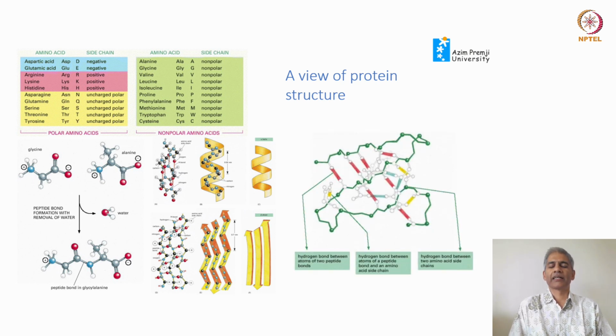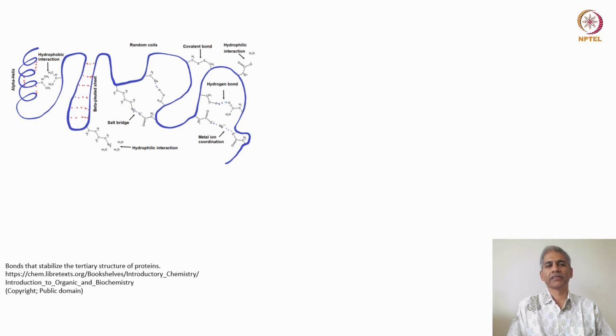So this hydrogen bonding to form either an alpha helix or a beta sheet will give stability to the ultimate structure of the protein molecule, which is shown in this figure. Here you can have a hydrogen bond between a peptide bond and a side chain of an amino acid, or you can have a hydrogen bond between two different amino acid side chains. So the secondary structure of the protein is used to form or build up the tertiary structure of the protein.